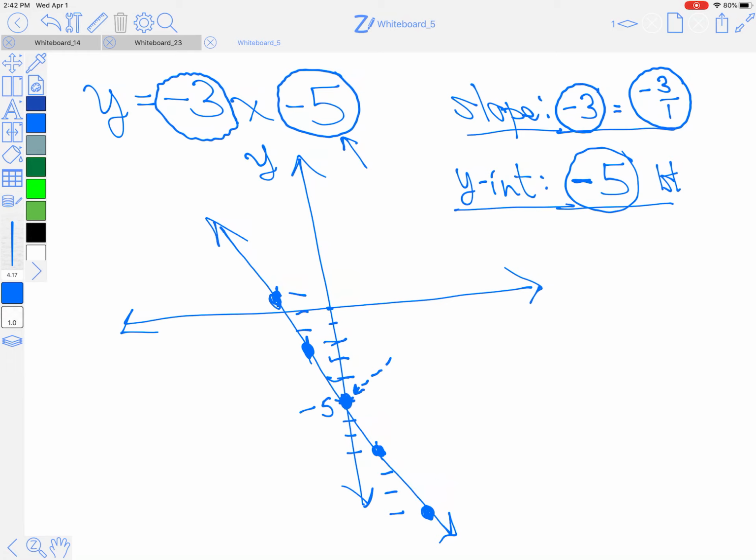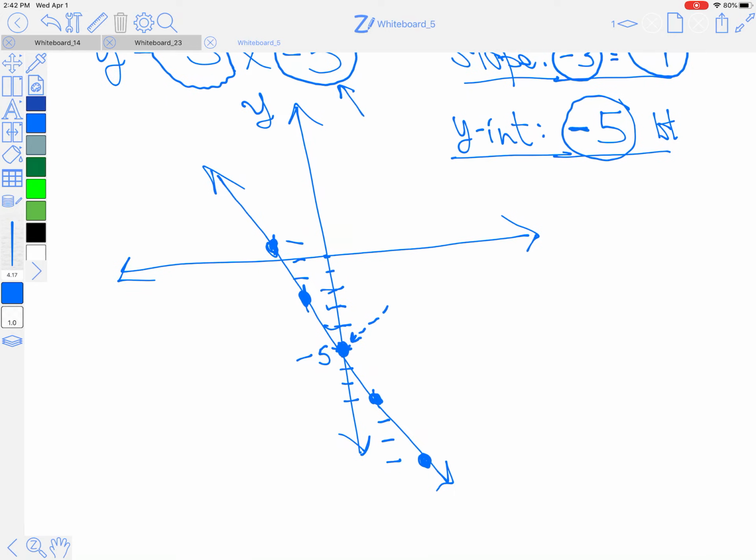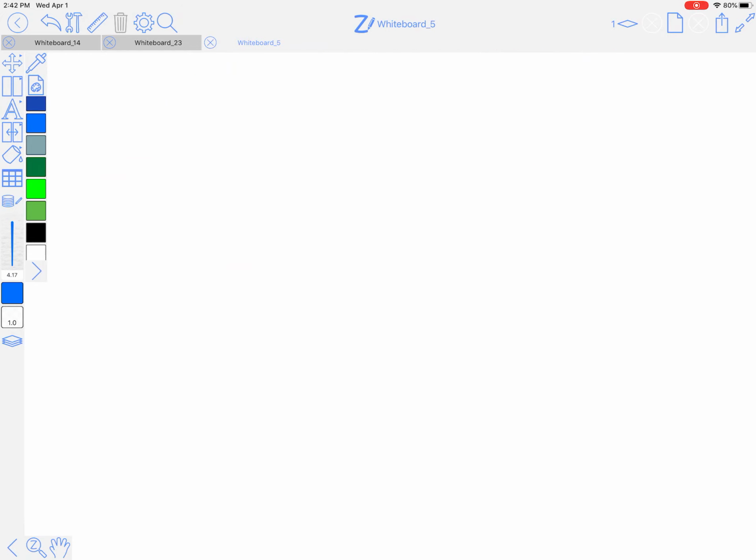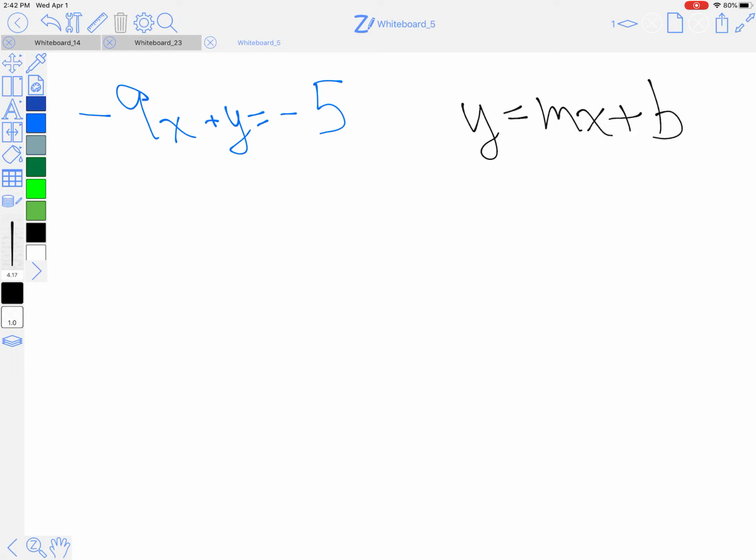All right. One other thing that they might do to you is change the way that they give you the problem. They might say something like negative 9x plus y equals negative 5. Now this does not look like slope-intercept form, like everything else that we've looked at. It's just out of order.